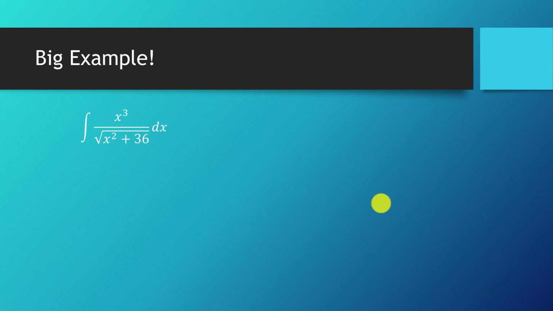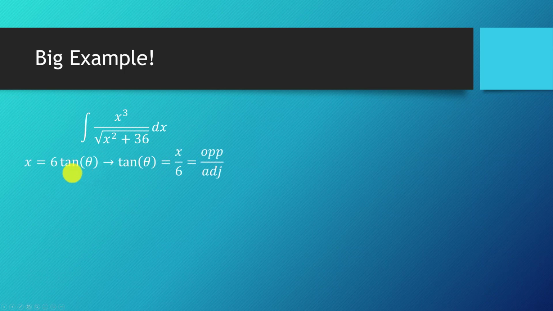Cool. We're going to run through one big example that you can look back to if you need it, and then you'll try these practice problems that are down below in the document by yourself. So we got x cubed over square root x squared plus 36. We see a plus, so we're going to do tangent, and that 36 is going to give us a 6 out front.